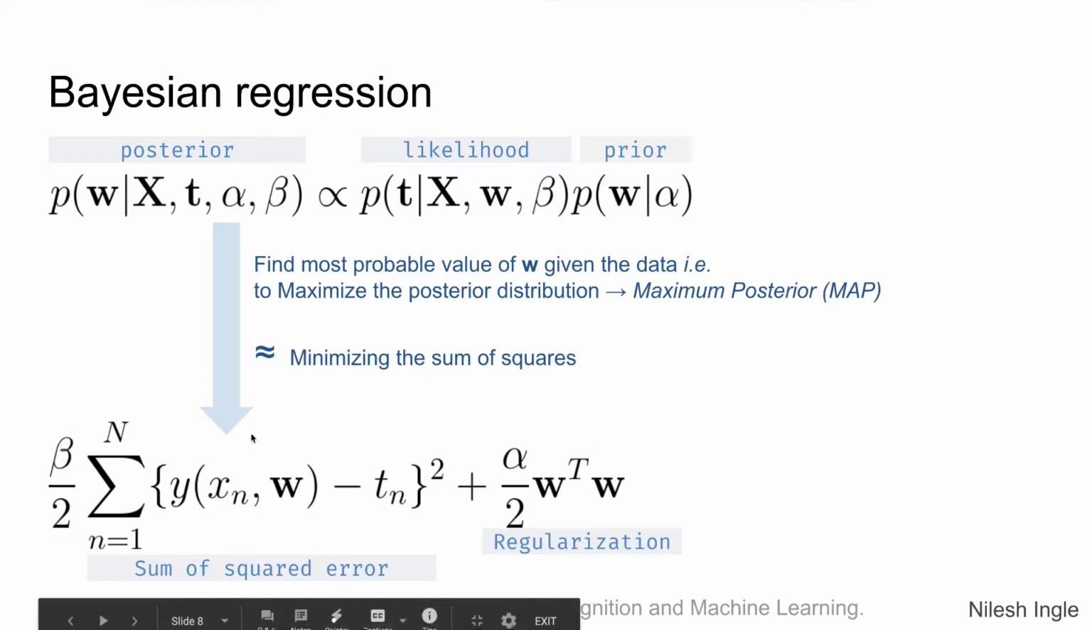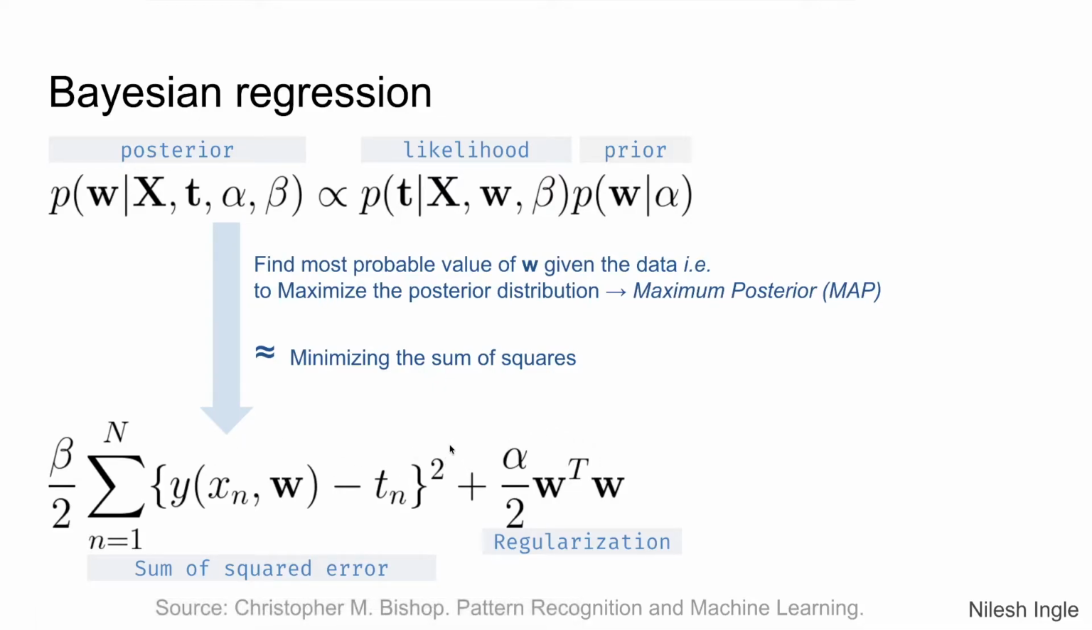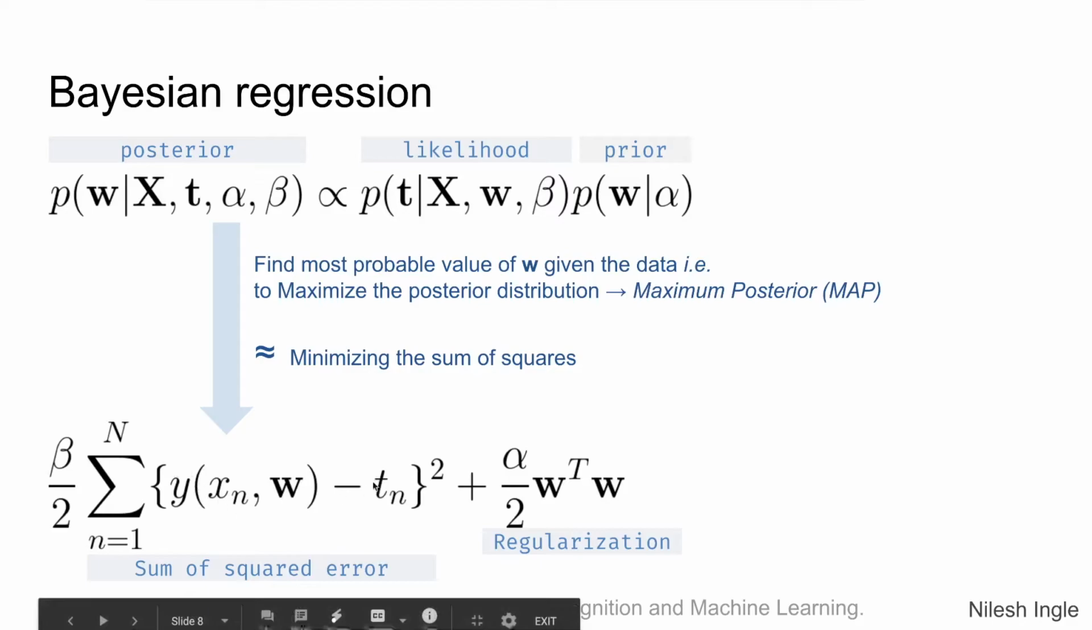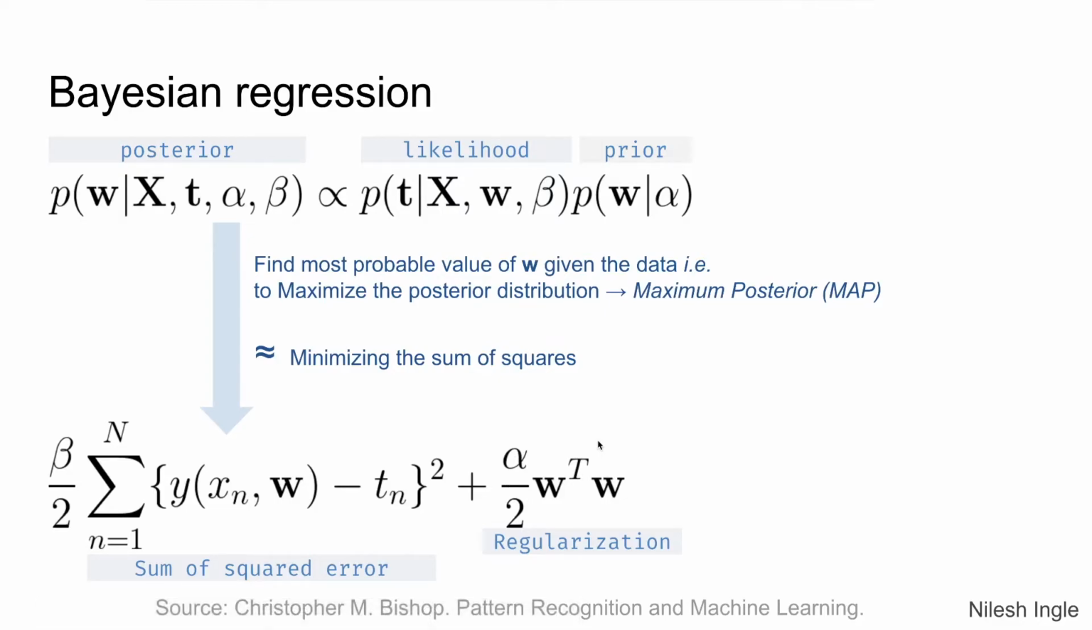And after looking at this equation, we have seen this before, as this part is the sum of squared error, as we can see, and this part is the regularization term. So that's how the regularization, similar to the ridge regression, can be brought into the Bayesian regression as well.